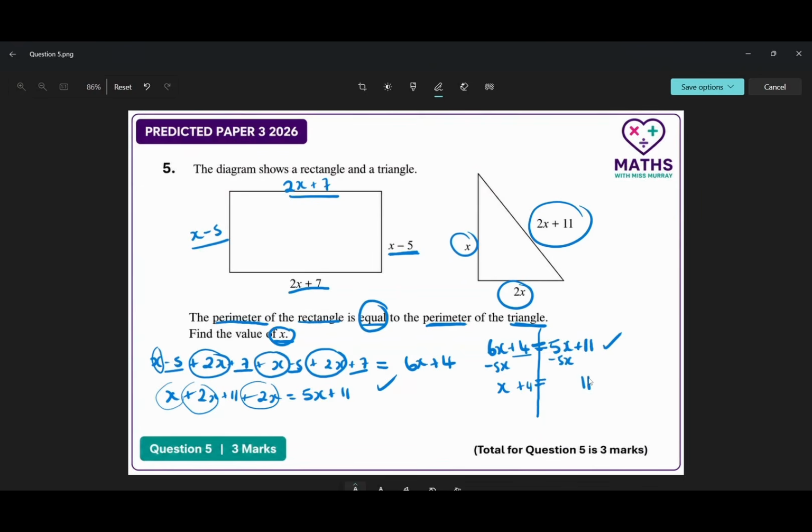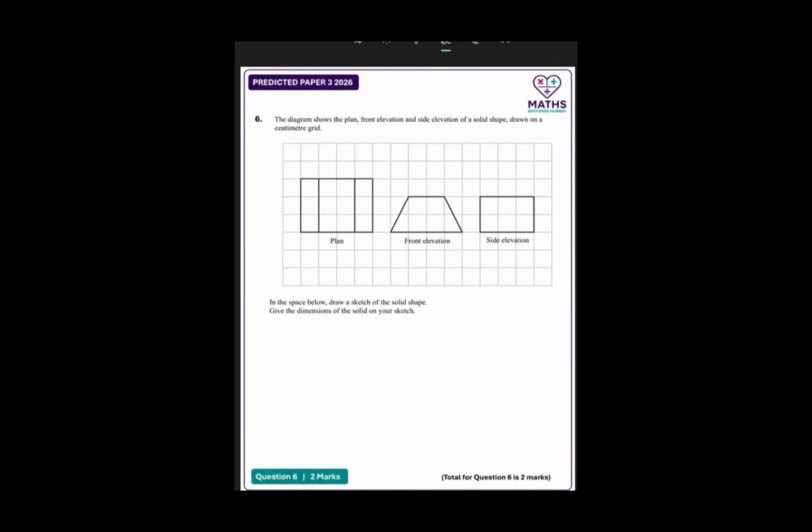So now to get x on its own, I'm just going to subtract the 4. So that leaves me with x equals, and I would even go as far as to say, do 11 take 4 on your calculator. I know it sounds silly, but you've got it there, so you might as well use it. 11 take away 4 is 7, but just make sure you check silly things like that, especially if you've got time at the end. Go back and check all your calculations. So that would give me 3 marks for finding out that x is 7. So that is question 5 for 3 marks.